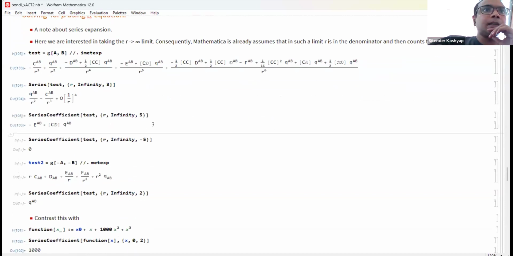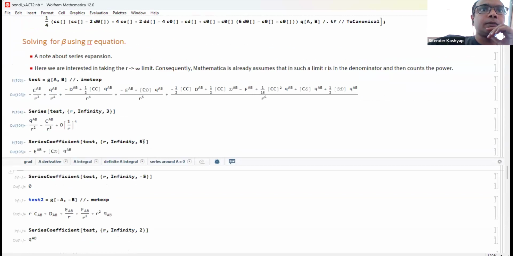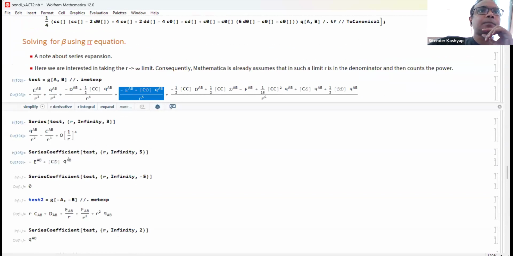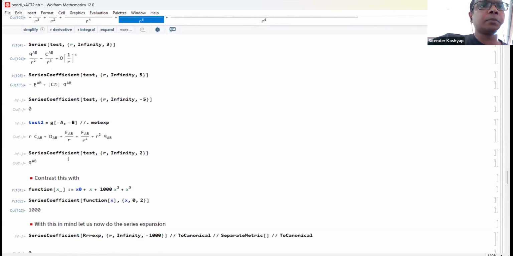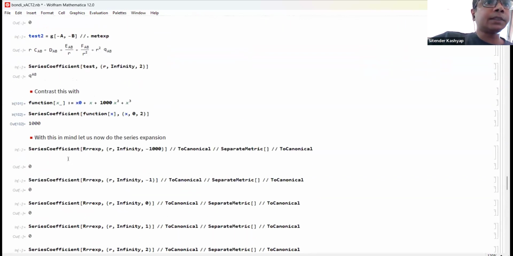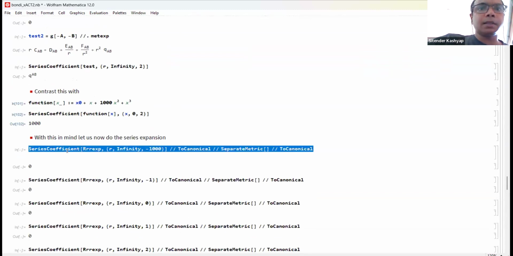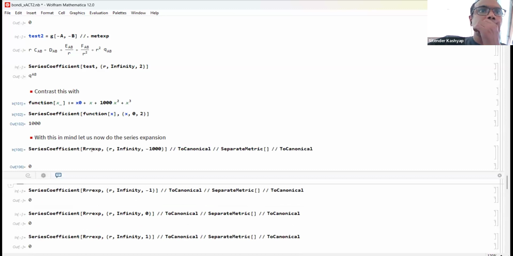So if I, for example, ask it to give me the coefficient of the 5th power in 1 over r, here we go, this is the thing, and it gives that. So this was one technical point. With this, now let's try to do the thing for the RR equation.